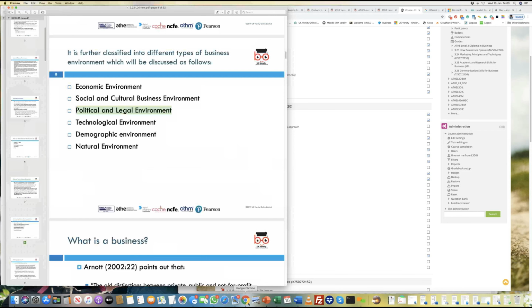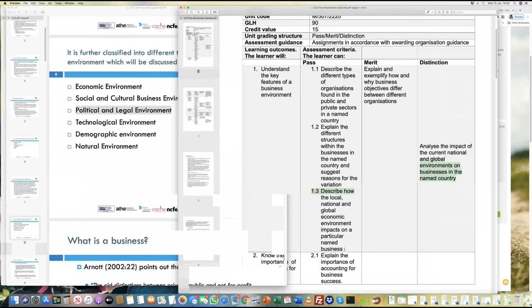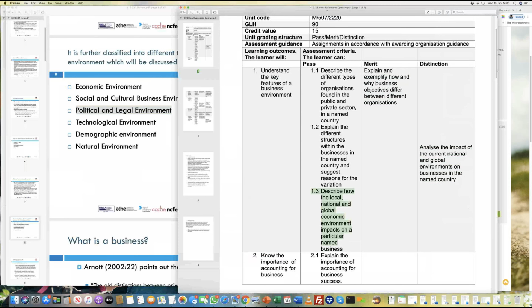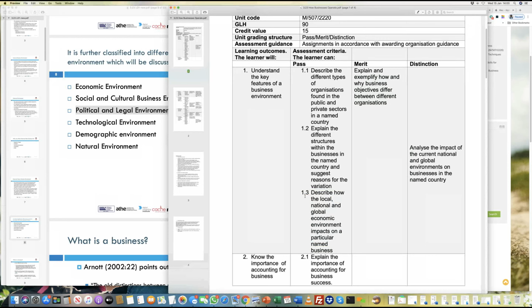Now, for the purposes of task 1.3, what I would ask you to do is pick a particular factor and then a particular business. You have to pick a named business. That means you pick a business like a Tesco or a local grocery shop. And Nando's would do, and then describe how Nando's would be affected by local, national, or global economic environment factors.